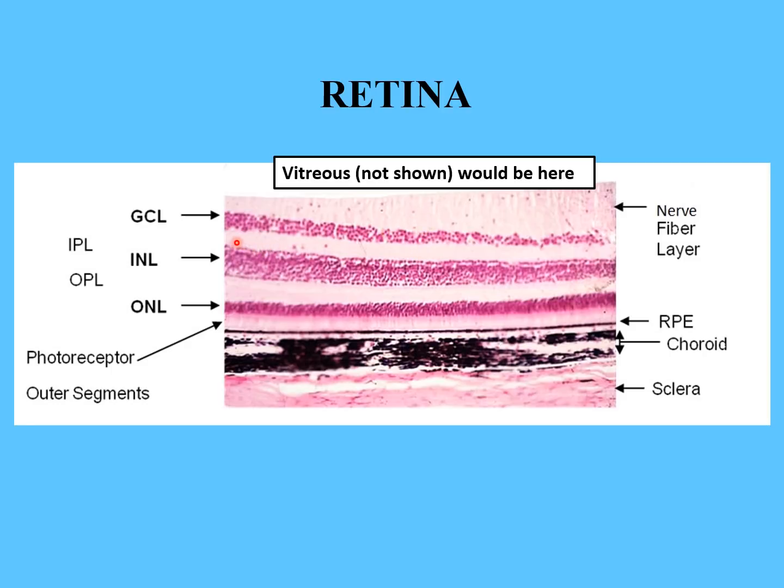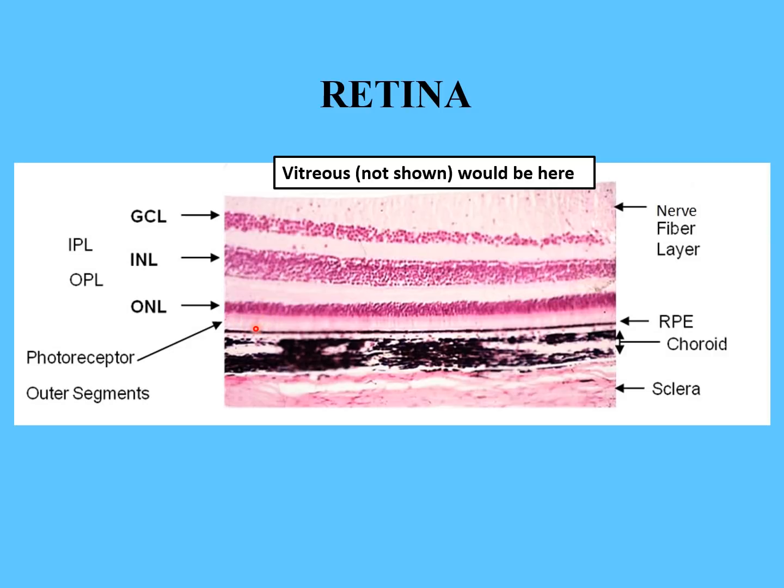We see the inner plexiform layer, the internuclear layer, made up of bipolar cells, who have cell bodies here, the outer plexiform layer, the outer nuclear layer, and these are the cell bodies of the photoreceptors, and we see the photoreceptors right here.